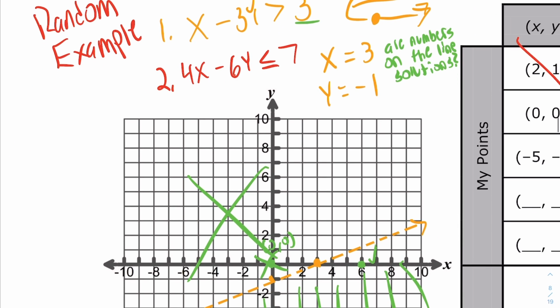So let me just write that note off to the side. Greater than or less than symbols use dashed lines.